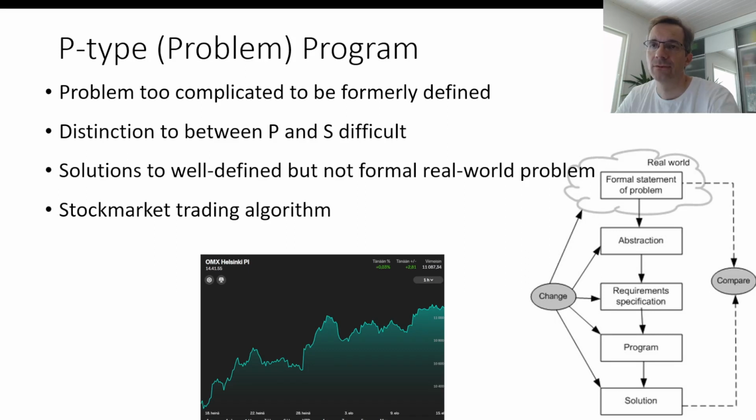P-type programs give solutions to well-defined but not formal real-world problems. An example would be a program that tries to make money by trading stocks. Here, a change in the real-world behavior of the stock market has impact on the problem. And this change might occur due to new and better computer trading algorithms.